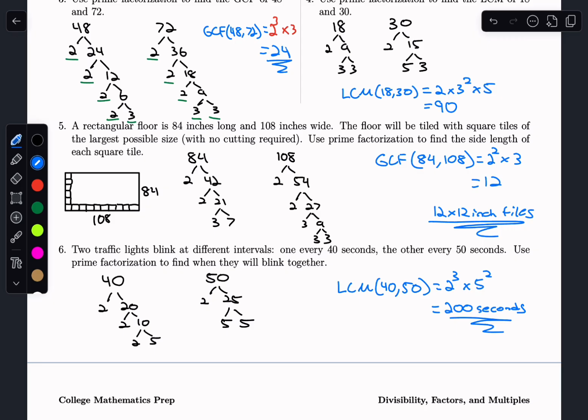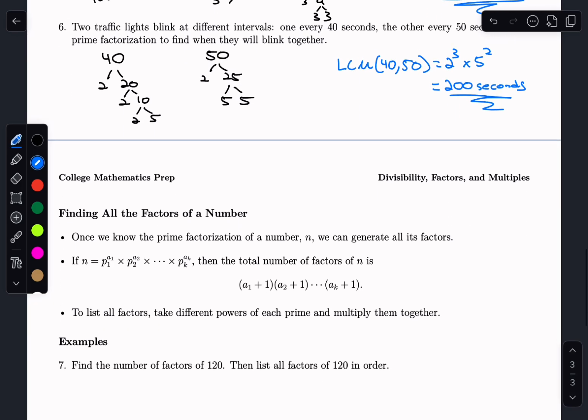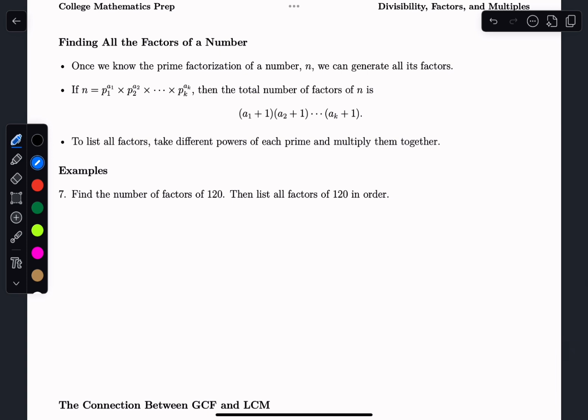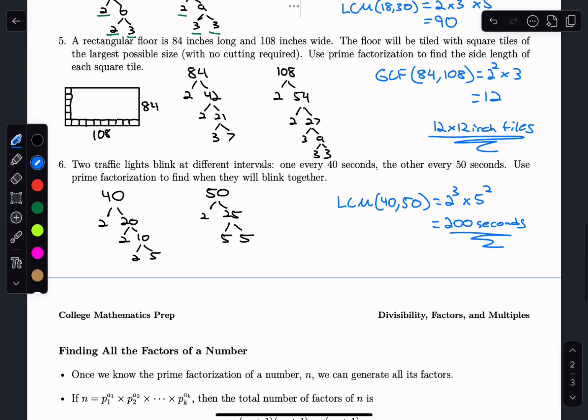All right, we just have a little bit more to get through with prime factorization, and now we're going to talk about finding all of the factors of a number. So we were just finding all the prime factors, but not every factor is prime, okay? Because factors can be combinations of prime factors. So for example, in the last number, we saw that 40 is 2 times 2 times 2 times 5.